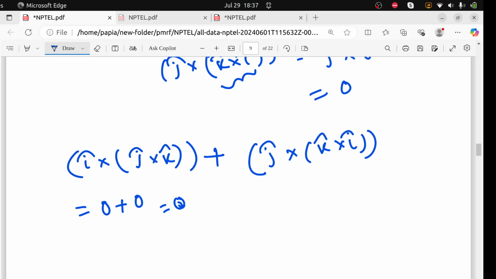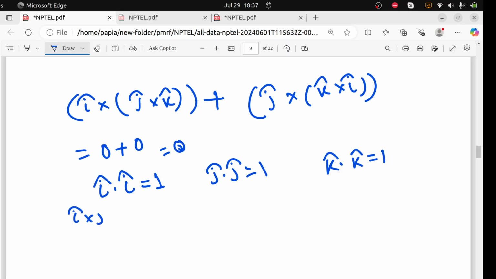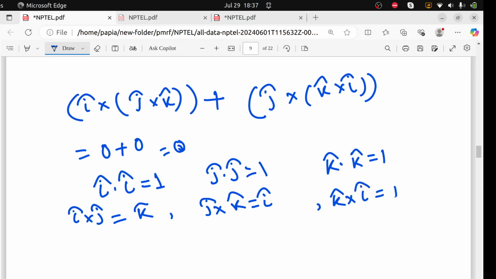Okay, so to know the answer of this question, it's very simple. We have to know the relation between the three unit vectors. i cap with i cap, the dot product is always 1. j cap with j cap is 1. k cap with k cap is 1. i cap cross j cap is k cap. j cap cross k cap is i cap. k cap cross i cap is j cap.